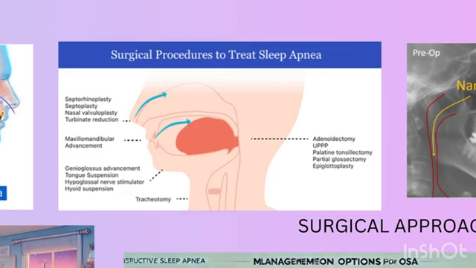Next, we're going to see about the tracheostomy. It creates a direct opening in the trachea for breathing. It is used as a last resort for severe life-threatening OSA when other treatments fail. It is highly invasive and requires long-term management.